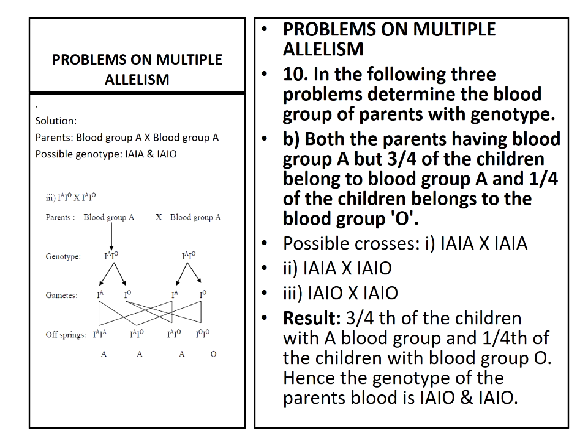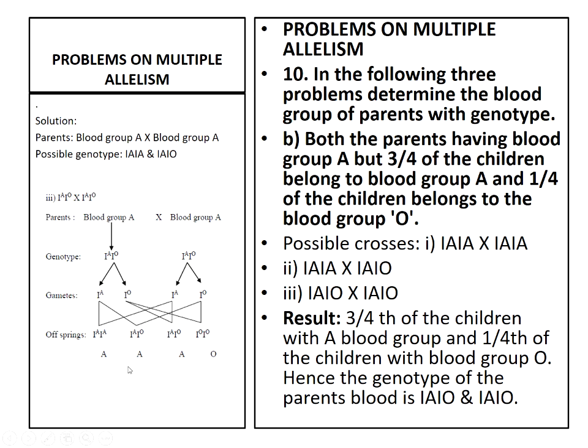Now let us write the possible crosses: IAIA crossed with IAIA is one possible cross. Next, IAIA crossed with IAIO. And the third one is IAIO crossed with IAIO. So now let us take the third possible cross. Let us write the parents, blood group A and blood group A, and the genotype IAIO, IAIO. The gametes and the possible offsprings are IAIA, IAIO, IAIO and IOIO.